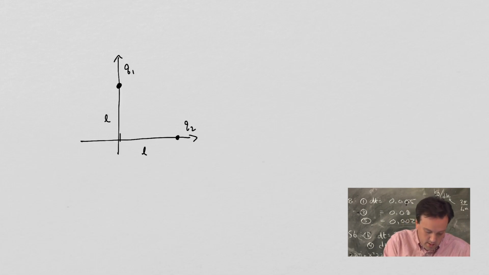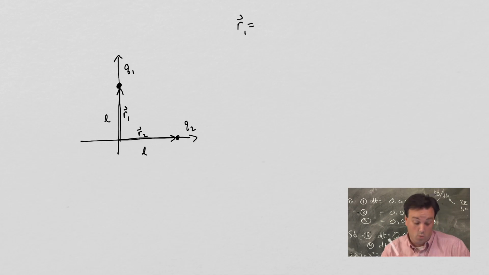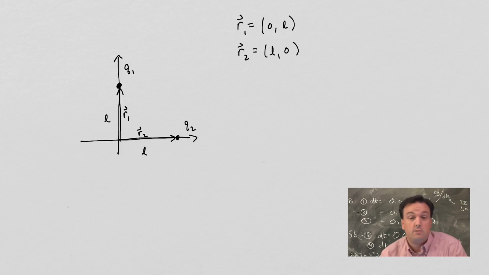R1 is going to point to Q1, and R2 is going to point to Q2. And so R1 is just the ordered pair, right, of the x component comma the y component, which is 0, comma, L. See, once I actually start doing the exercise, it doesn't seem as bad as when I was talking about it in more abstract terms. R2, on the other hand, is going to be at x coordinate L and y coordinate 0.